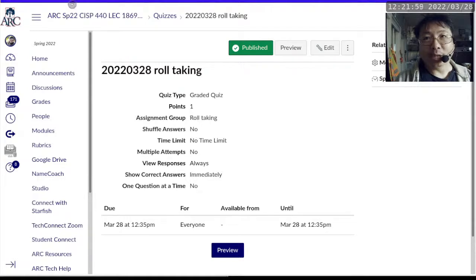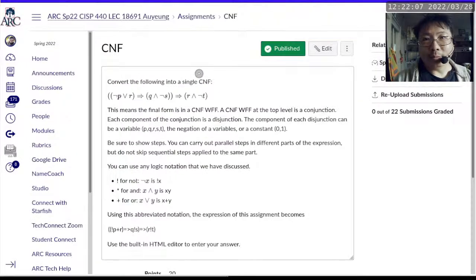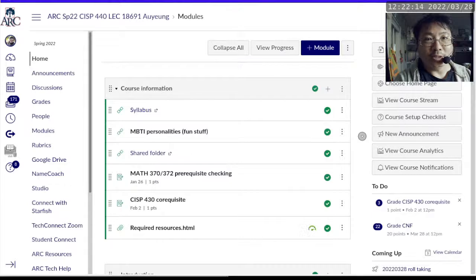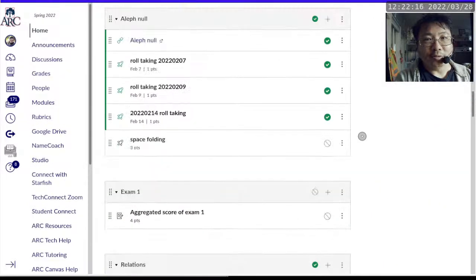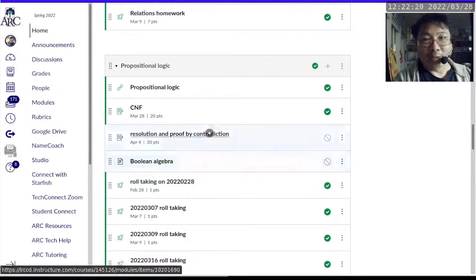So I'll give you a new assignment. Let me close the roll taking thing because I won't need that anymore. Your new assignment, let me show it to you. It has not been released yet, because I cannot release the new assignment since it contains the answer to the one that was just due. So here is resolution and proof by contradiction.